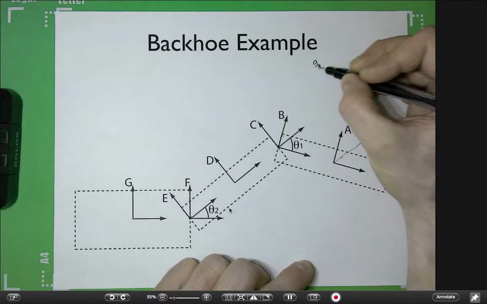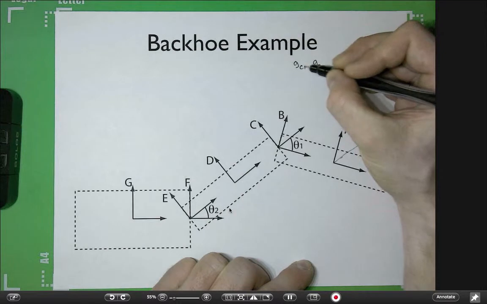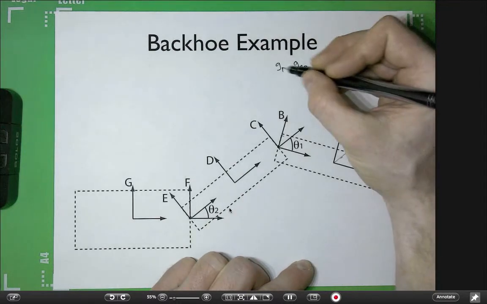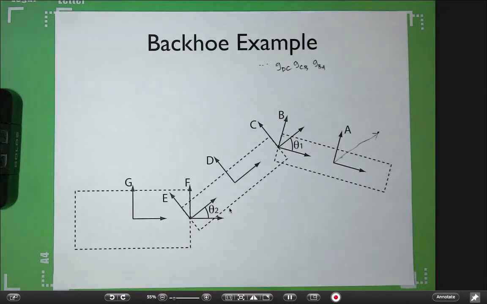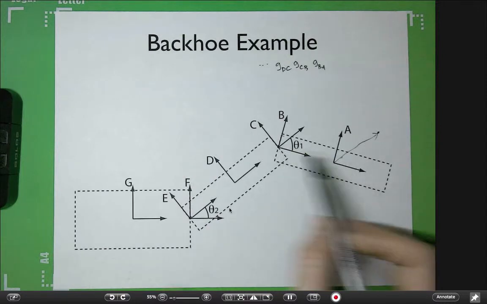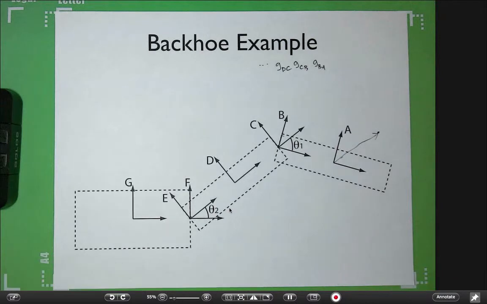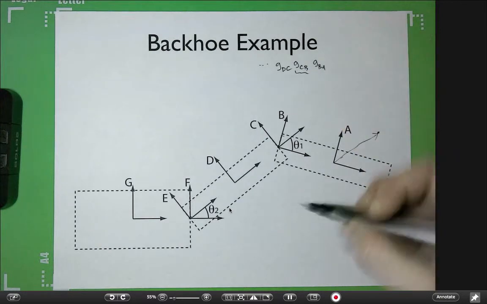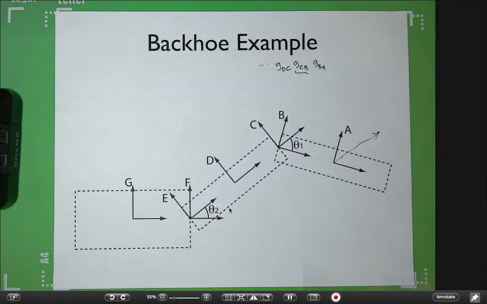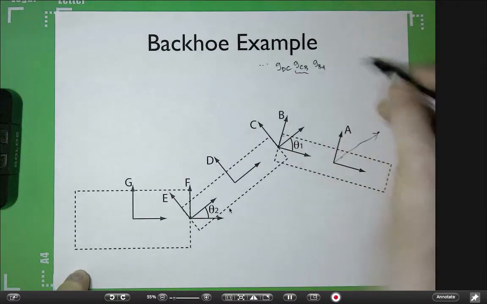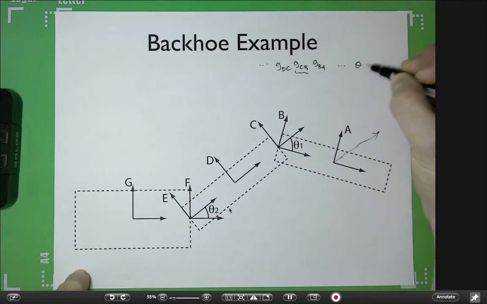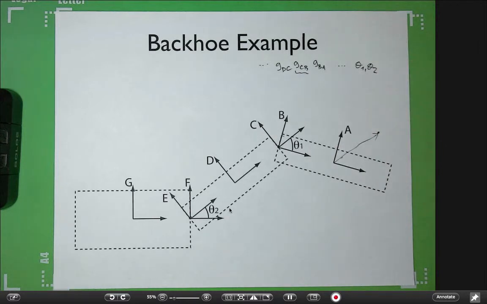You could do GBA, you could do GCB, GDC, and so on. With a little bit of thinking, you would figure out, aha, this is translating 2 units in the x-axis, so plug it into the matrix. How does it have to look? Aha, this is a rotation by angle theta 1. So if you know the angle, you know how the transformation looks. Ultimately, you would get some matrix which depends on parameters theta 1 and theta 2.